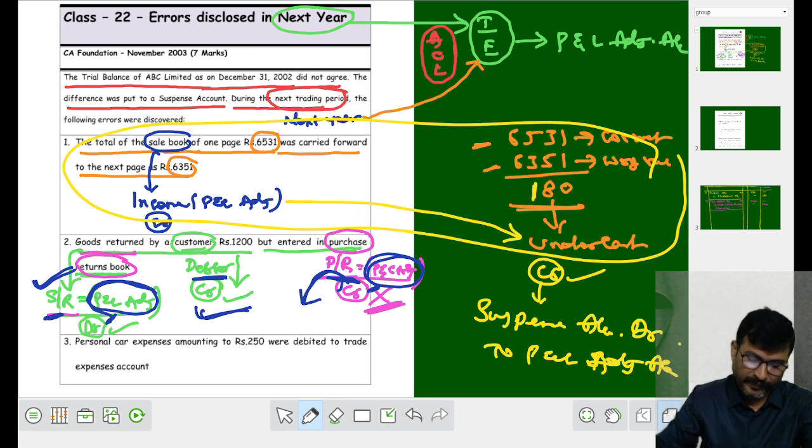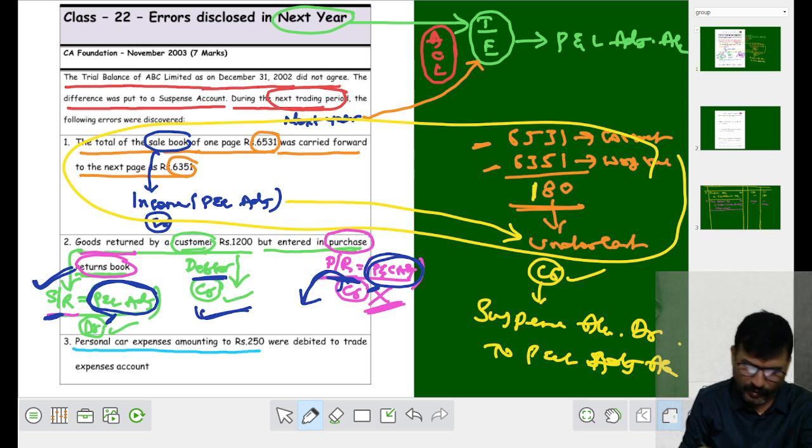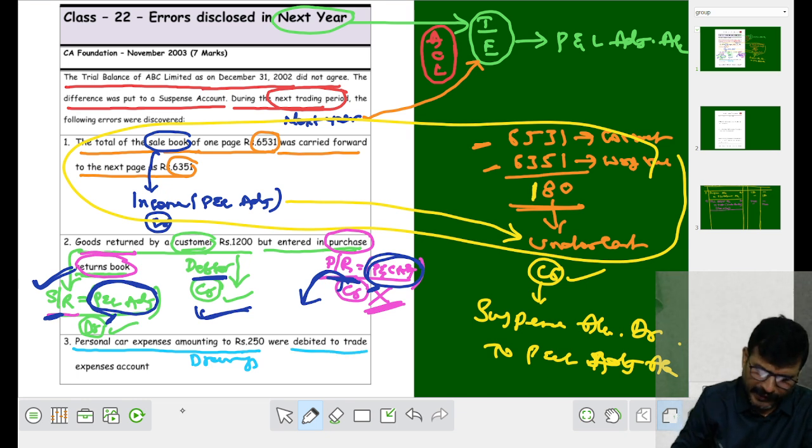See the next one. What happened in the next transaction, my dear student? Personal car expenses amounting to rupees 250. What do you mean by personal car expenses? It is drawings. Do you think drawing is an income or expense? No, drawing comes under the category of capital. Right? It is neither an income nor an expense. So we should not replace it. Debited to the trade expenses account. So drawings is to be debited because it is the opposite of capital. Debited to the trade expenses.